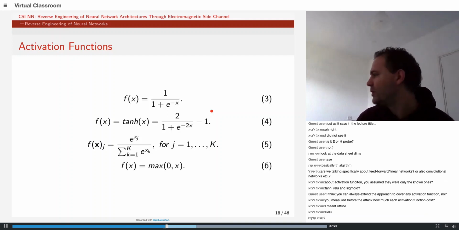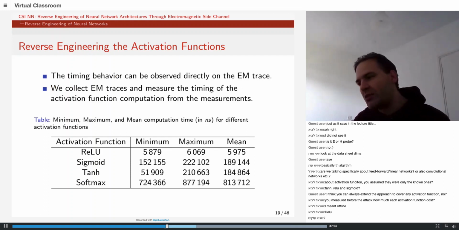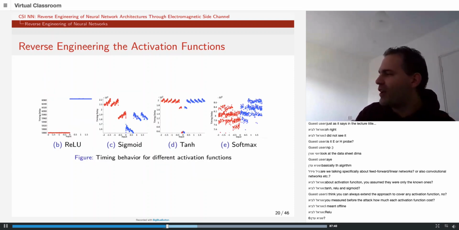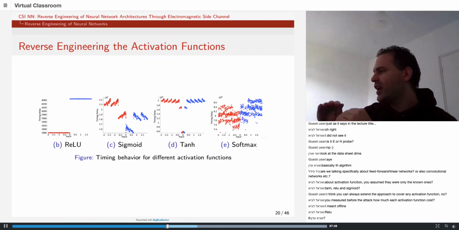Well, yes, exactly. You can already see this equation is much simpler than the other equations, and we could expect this to be much faster. And indeed, when we look at times, you could look at the minimum time, maximum time, mean time. But let's go into graphical depiction, and here is how it looks. You can see first ReLU, then sigmoid, then tanh, and then softmax. You can recognize very, very different timing behavior.